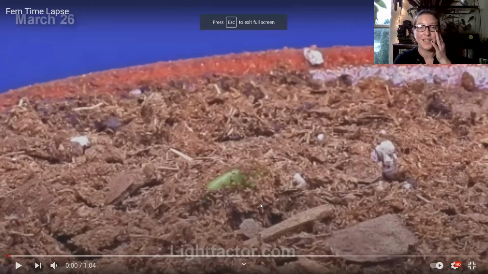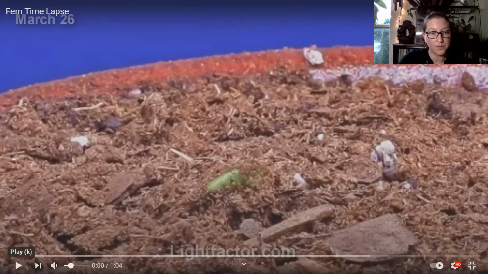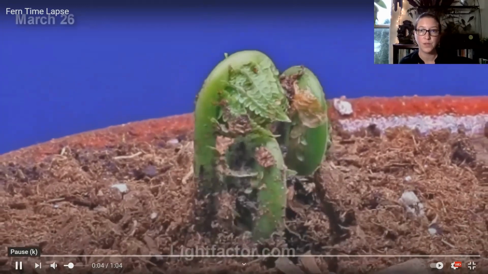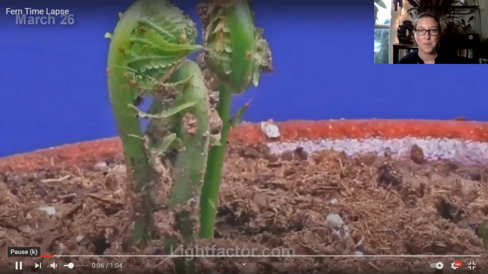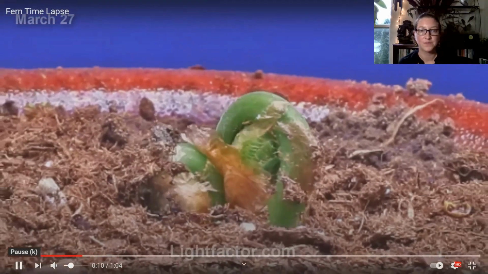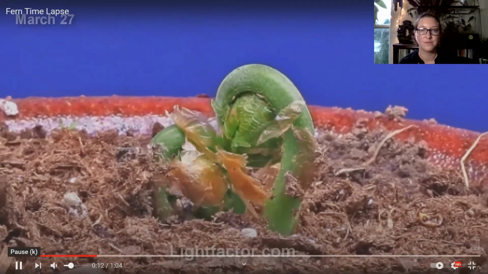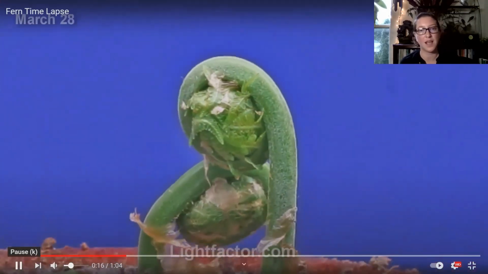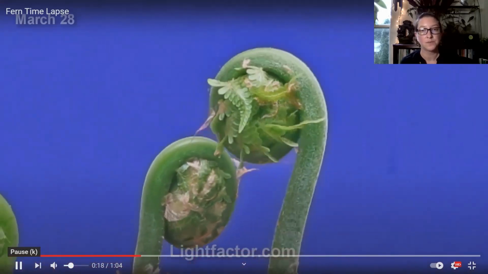So this is fern leaves or fronds emerging from the soil. And I just told you that they emerge as what's known as a fiddlehead. And so we're going to see fiddleheads here. So check it out. Look. So only ferns have fiddleheads. They're the only plants that do this.